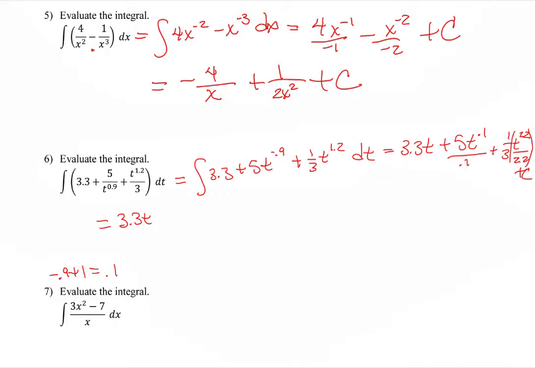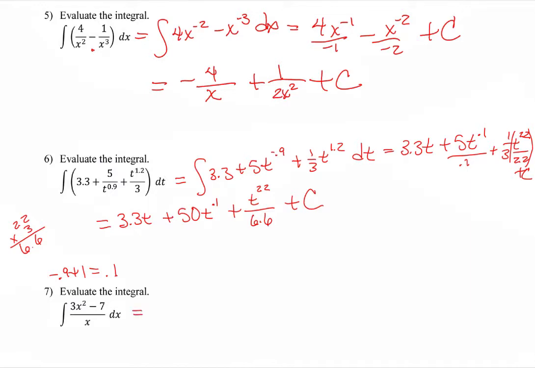So that equals 3.3t. Now, this is 1/10 plus 50t to the 0.1 plus 2.2 times 3 is 6.6. So that's t to the 2.2 over 6.6 plus c. Okay?